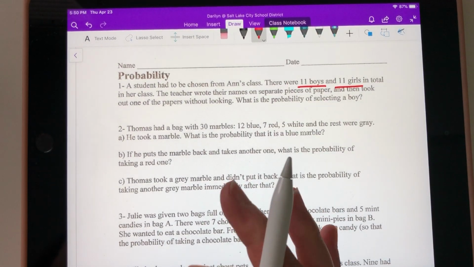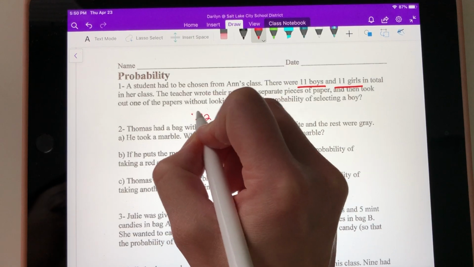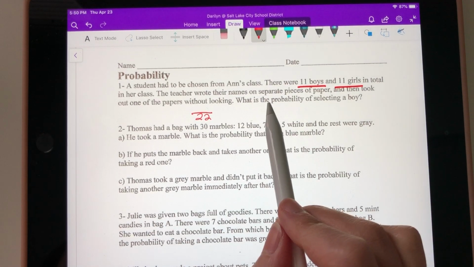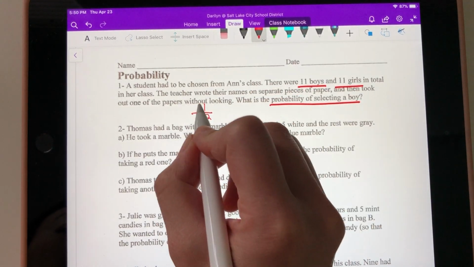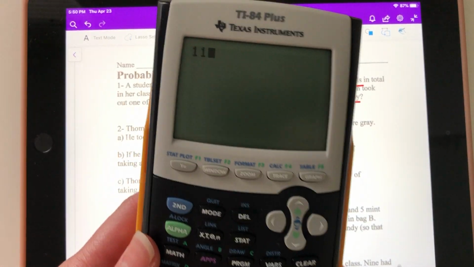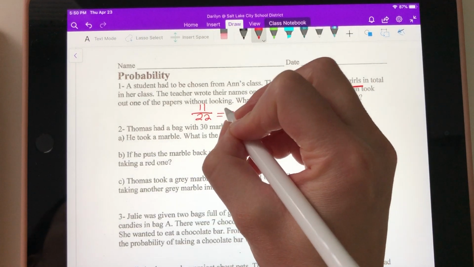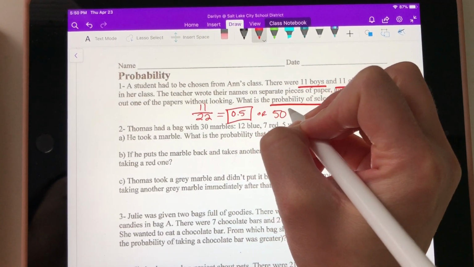You know, that's kind of the important thing for this whole assignment. So the total number is there's 11 boys and 11 girls. So that means there's 22 names, right? There's a total of 22 names. Out of those 22 names, I want to find the probability of selecting a boy. Well, there's 11 boys. So what you want out of the total number. So 11 divided by 22 is going to give me 0.5. So the probability of selecting a boy is 0.5, or you could say 50%.